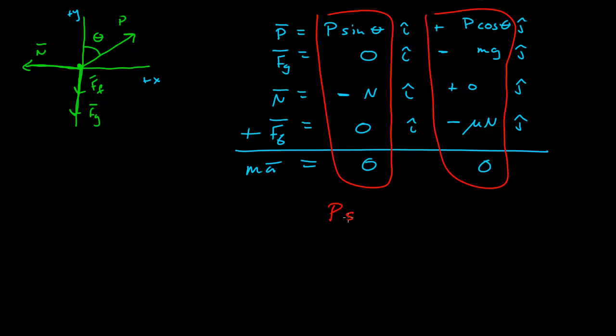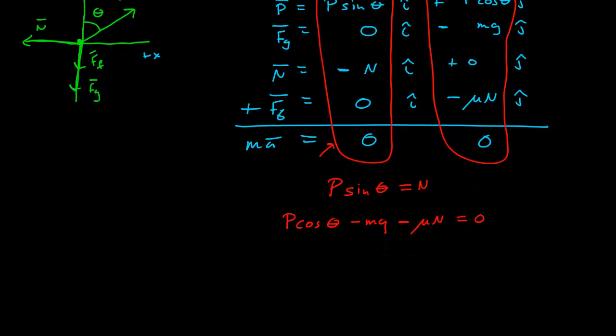and I have P sine theta equal to N, that's from this expression, and then I have P cos theta minus mg minus mu N equal to 0. And this is now, again, a limiting case. Mu is the coefficient of static friction. It takes on whatever value, up to a maximum, that can stop it from going up, and any further the P will push the book up the wall.